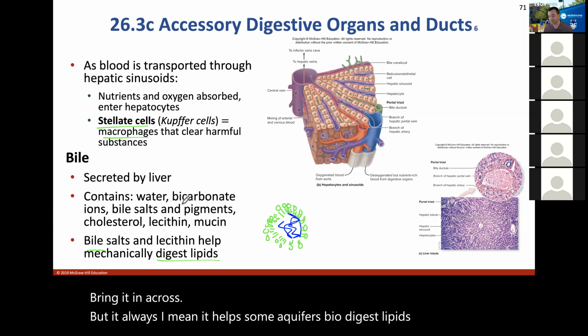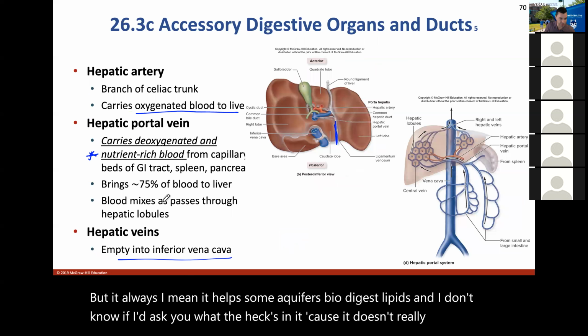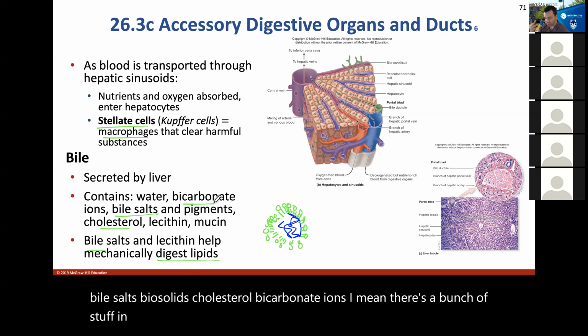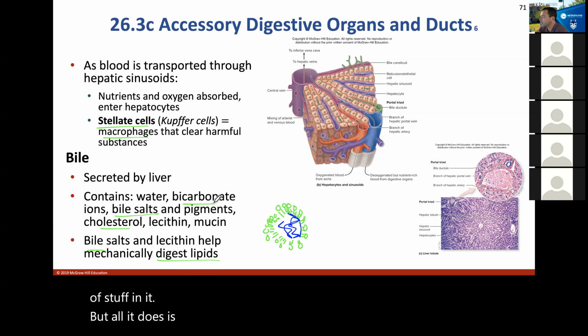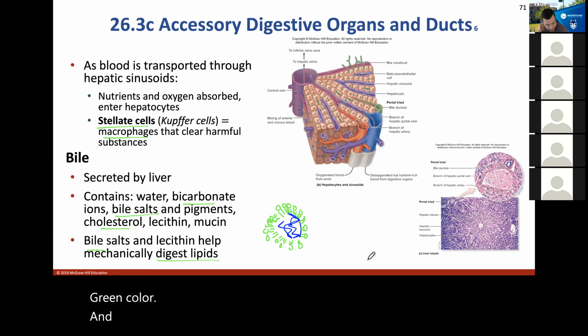I don't know if I'd ask you what's in it because it doesn't really matter. It's bile salts, cholesterol, bicarbonate ions. There's a bunch of stuff in it. But all it does is help to emulsify or break down fats. And that's what the liver does.